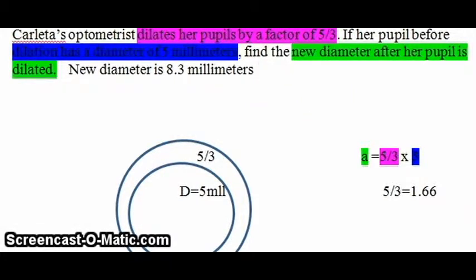So that's how you find dilation. You multiply the scale factor by the original size of the image, and you should get the new image's size. And thank you for watching this video of dilation. Hopefully you understand it better.